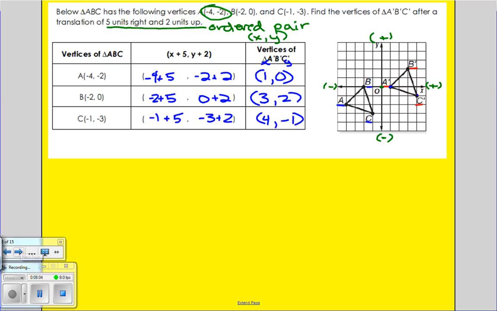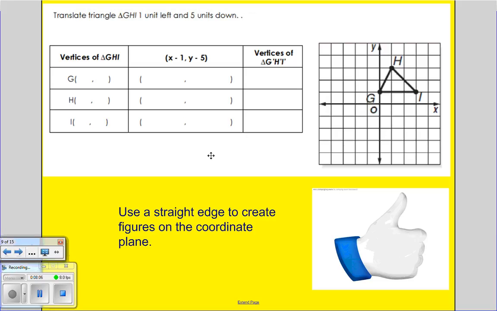All right, let's take a look at another one. We're going to go 1 unit left and 5 units down for this triangle, which is GHI. So our new triangle will be called G prime, H prime, I prime. And remember that moving left on the x-axis goes into the negative numbers. So we're going to subtract 1 here to move left, x minus 1. And moving down is negative on the y-axis, so we're going to subtract 5 units from each of our y-coordinates.